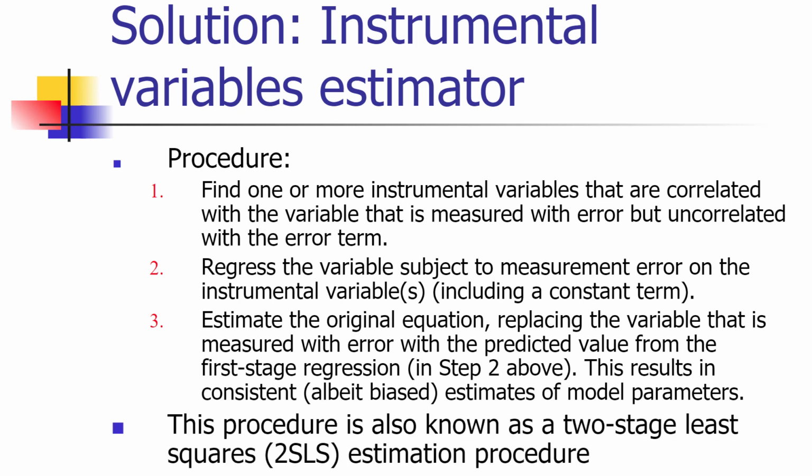This procedure is also called a two-stage least squares procedure because there's 2 stages to the regression. The first is to regress the variable measured with error on the instruments, the instrumental variables, and then in the second stage, we run the regression, replacing the noisy independent variable, the one that has measurement error, with the predicted value. One problem, though, in practice is it's often hard to find instruments, and that's because, in part, many of the variables that we're interested in are not directly observable.